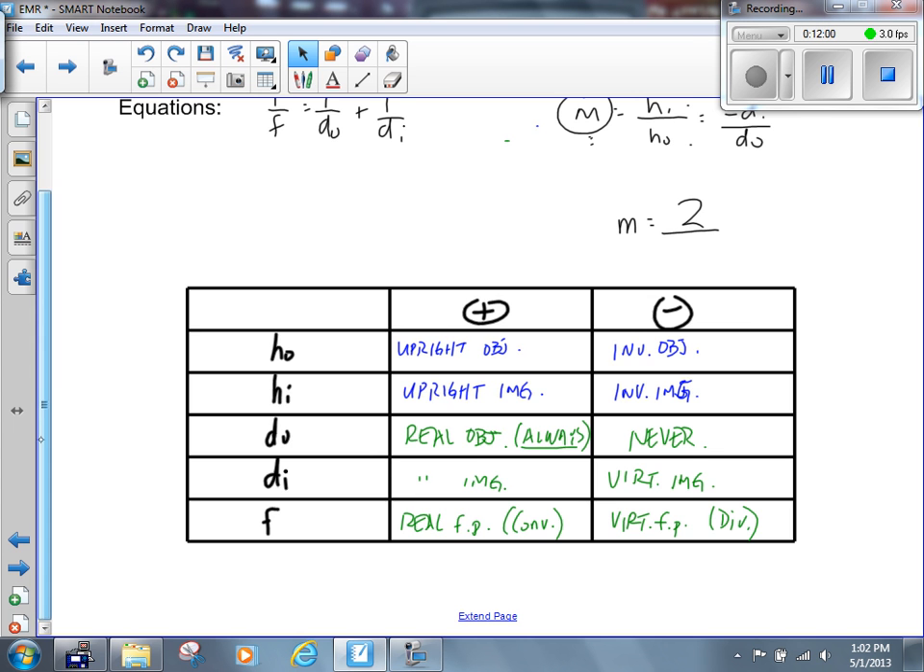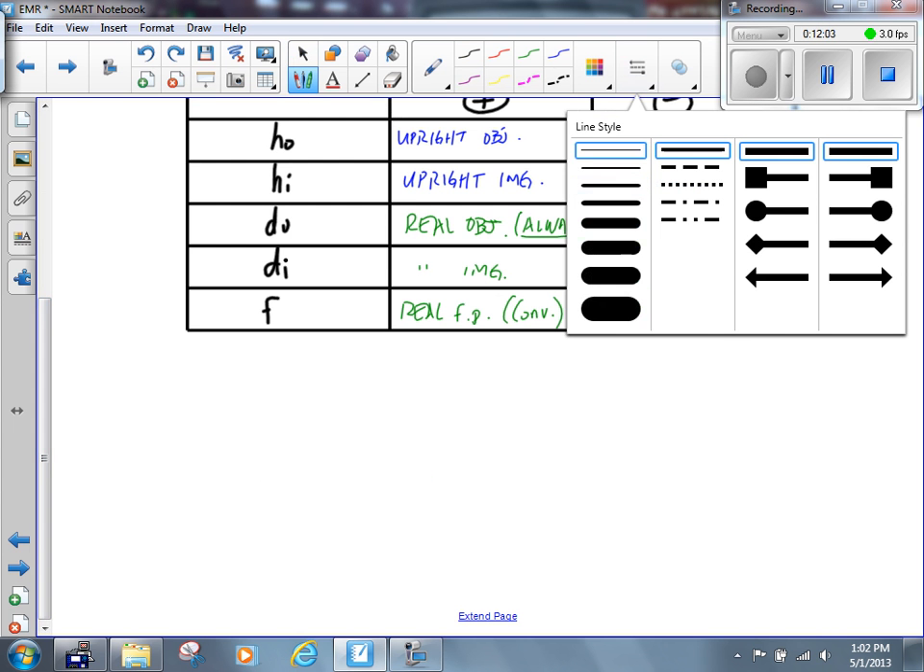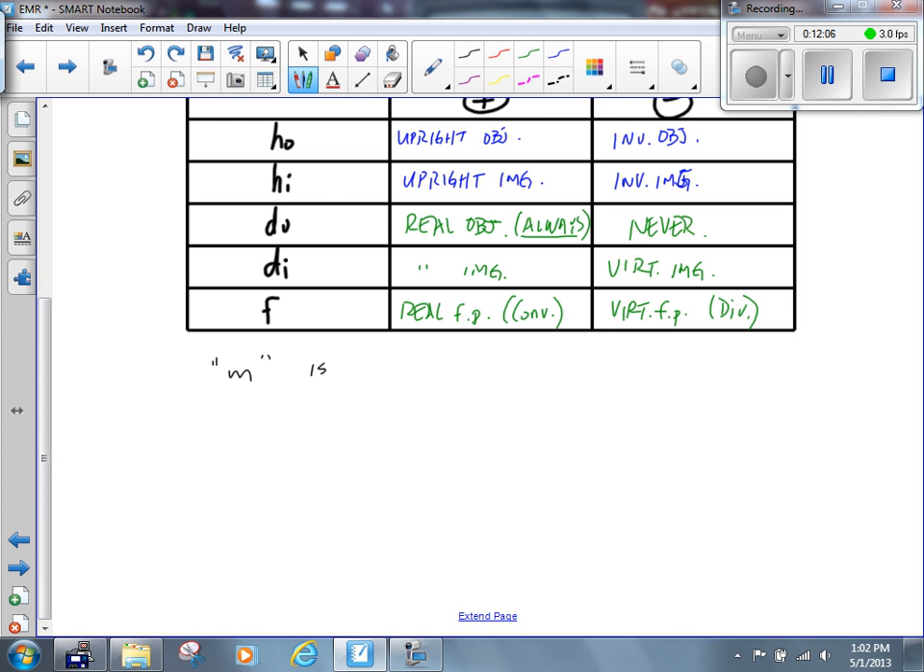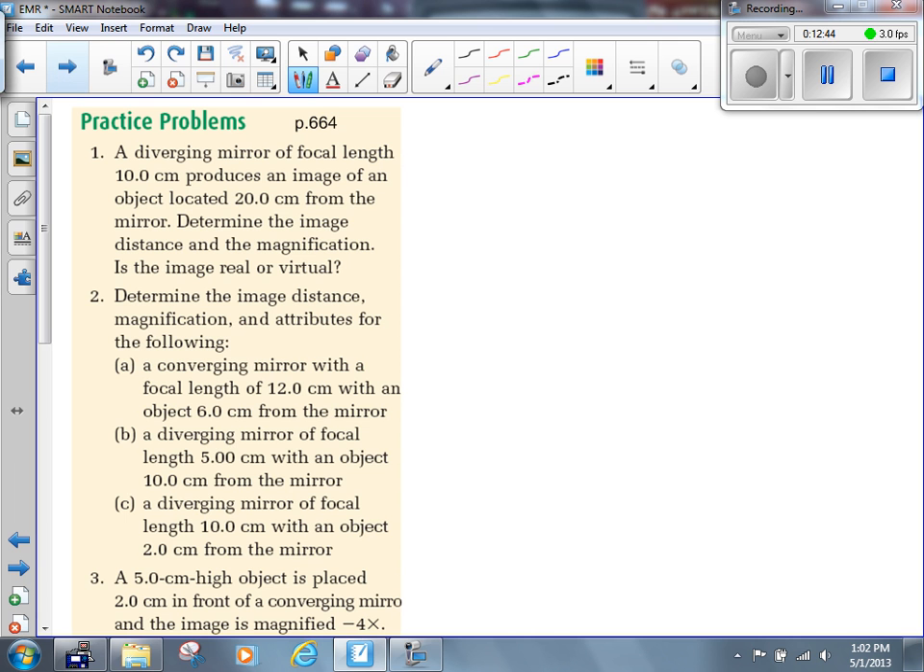Finally, the last one, M, the magnification. When's M positive? Good. When the object and the image are on the same side of the principal axis. If you've got the object above the principal axis and the image above the principal axis, then M is going to be positive. If they're both below the principal axis, they're both upside down, then it's still going to be a positive magnification. But if you have one that's upright and one that's inverted, then you're going to have a negative magnification.